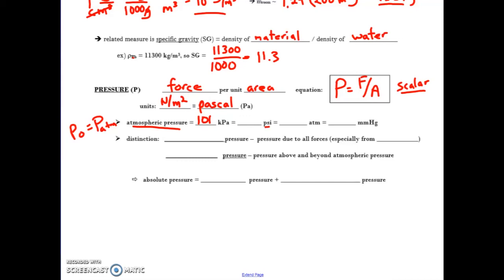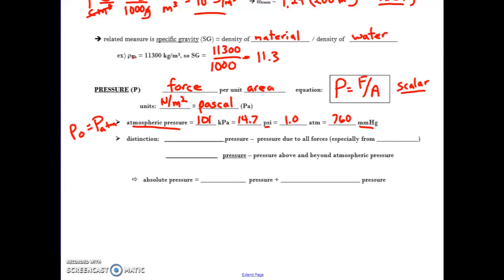PSI is pounds per square inch. You often see that when inflating tires or a basketball. So atmospheric pressure is 14.7. Not that you have to memorize that, but that's a convenient thing to know. In terms of atmospheres, it's essentially 1 atmosphere. That's a convenient way of expressing it. And you may remember from chemistry, millimeters of mercury. That's an old way of looking at it, but it's still in use, and that's 760 millimeters of mercury.